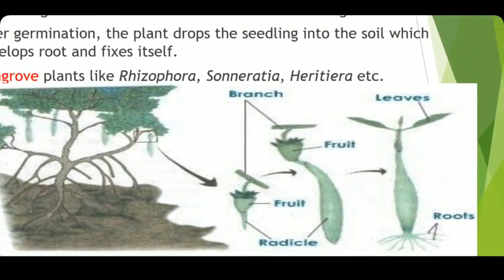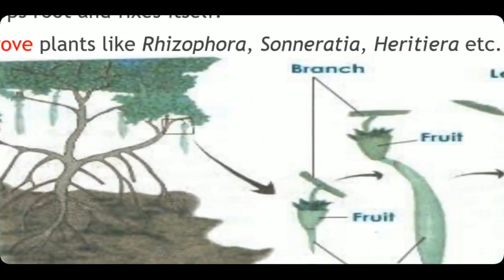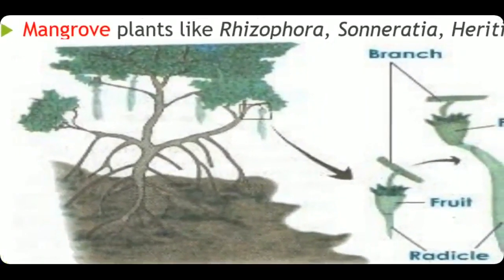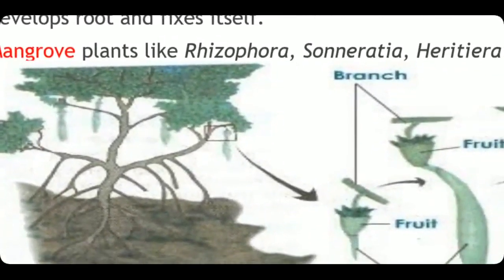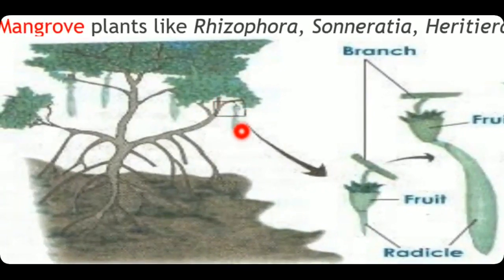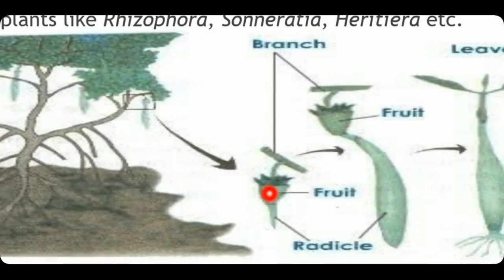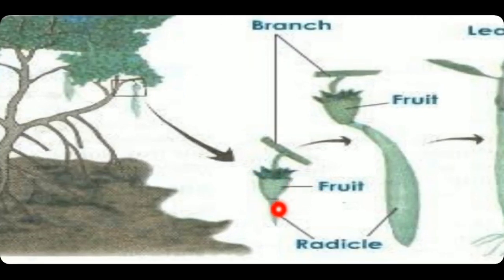So let us see how. Here you can see the marshland plants, or mangrove plants. Mangrove plants are of different types. I can give you examples: Rhizophora, Sonneratia, Heritiera. These are the trees in which you can see this. This is a fruit along with its radicle. The zoomed structure is given here. You can see that the fruit is there, inside it there is a seed, and along with it there is the radicle.